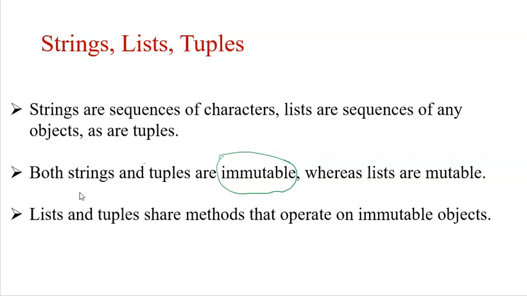Similarly, tuples are also immutable objects in Python. If you try to change these objects, Python is not going to let you do that. Whereas lists, we've seen, are mutable. In other words, you can change lists. All of these objects are iterable quantities, which means that each element has a number associated with it, which is called an index.